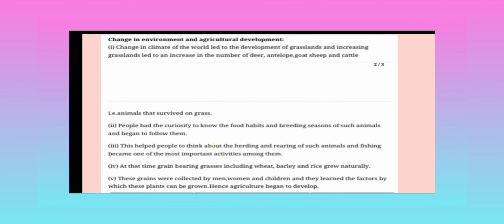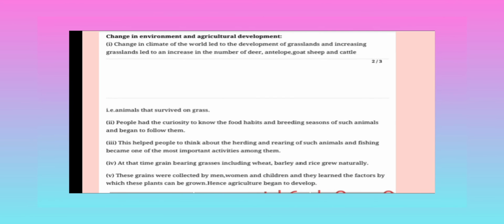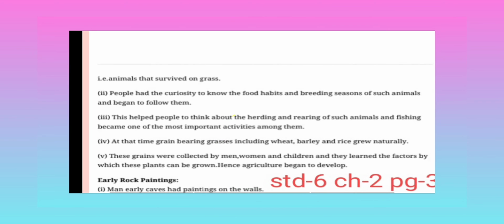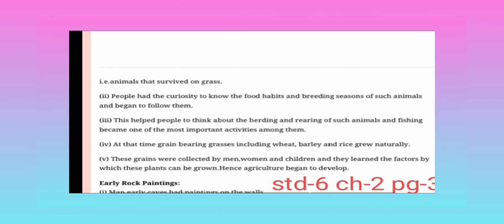Next point, change in environment and agriculture development. First, the change in climate of the world led to the development of grassland, and increasing grassland led to an increase in the number of deer, antelope, goat, sheep and cattle. Animals got the appropriate environment, so they increased in number, the animals that survived on the grassland.